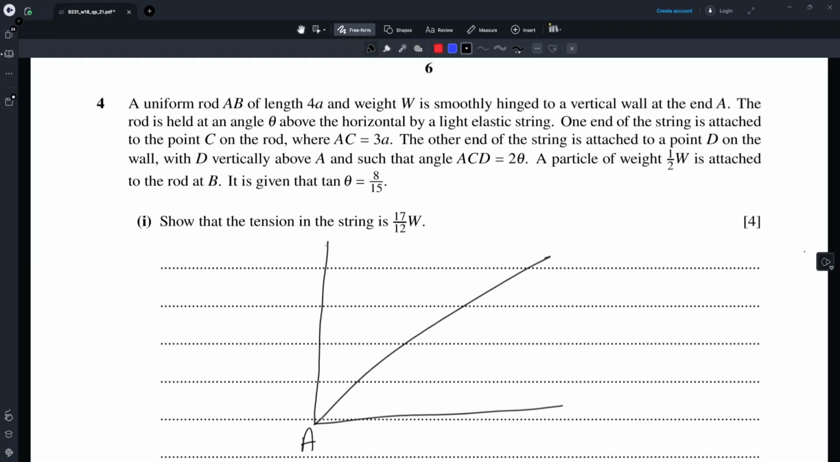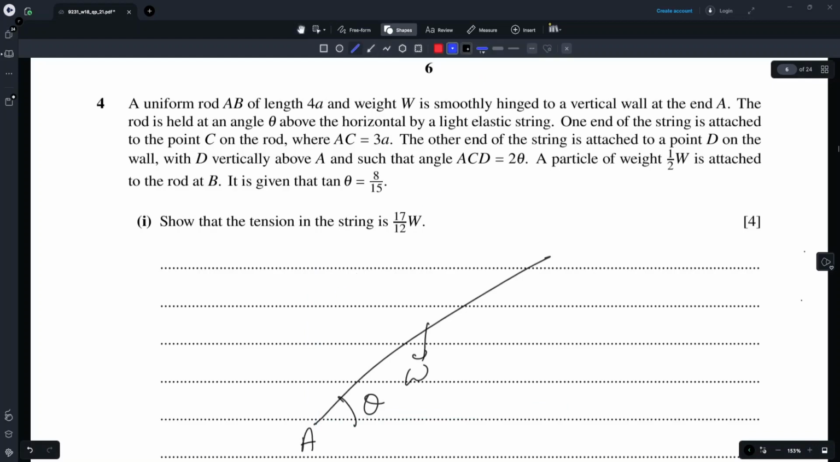Then the rod is held at an angle theta, and one end of a string is attached to point C on the rod with AC equals 3A. The other end of the string is attached to a point D on the wall, with D vertically above A, and such that angle ACD equals 2 theta. So this is my vertical, and this is my horizontal.